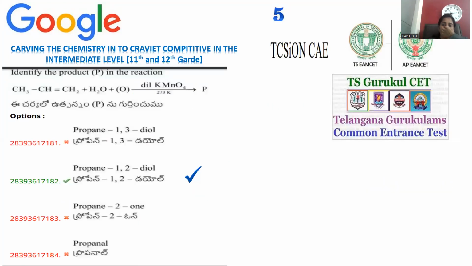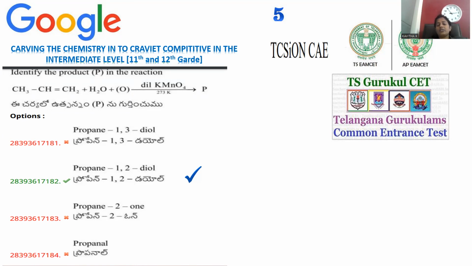Move on to question number 5. Question number 5, identify the product in the reaction. Here propene will be taken, and it will be treated with water in the presence of dilute KMnO4. Dilute KMnO4 whenever treated with a double bond, this reaction is called Baeyer's reaction. This is the identification test for the double bond present, that means unsaturation present in the compound. Wherever unsaturation is present, a vicinal dihydroxy compound will be generated. This is the distinguishing test.